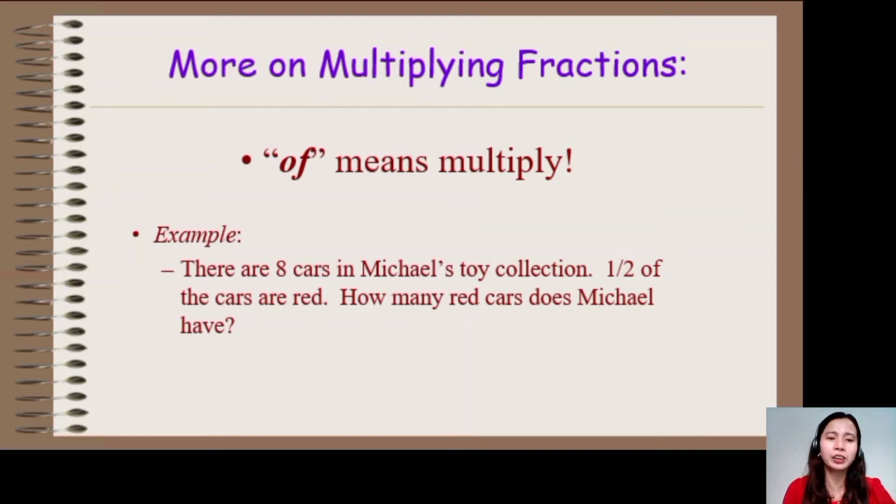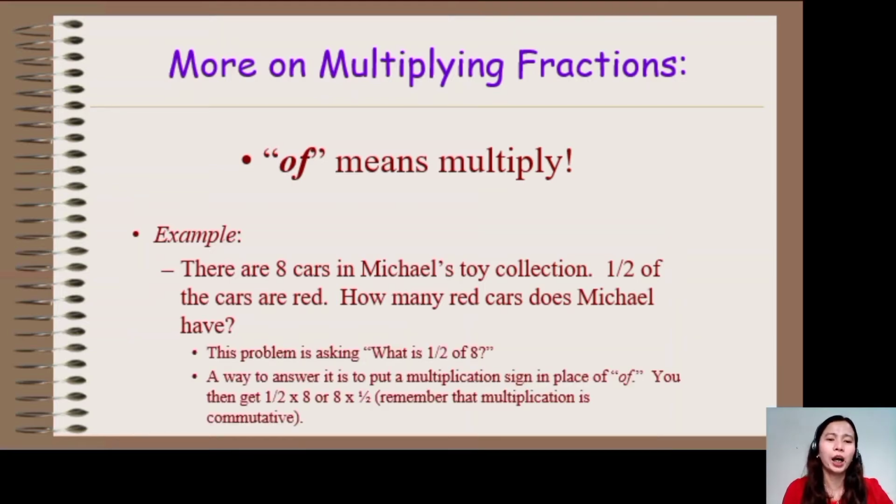There are 8 cards in Michael's toy collection and half of the cards are red. How many red cards does Michael have? So, the word of means multiply. As you can see, we have 1/2 of 8. That is the key word. We have to get the total number of red cards Michael has, so remember the multiplication.